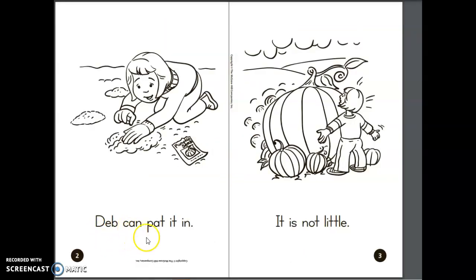Deb can pat it in. So she's patting her seed in the dirt. It is not little. And we can see in the picture that the pumpkins grew very big.